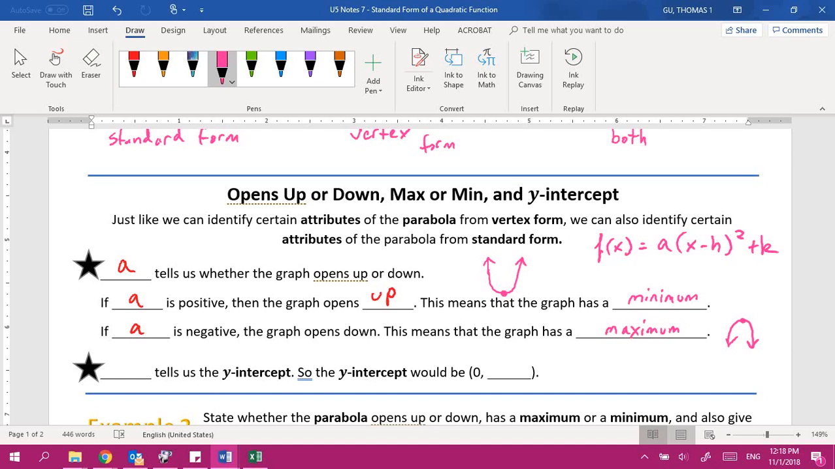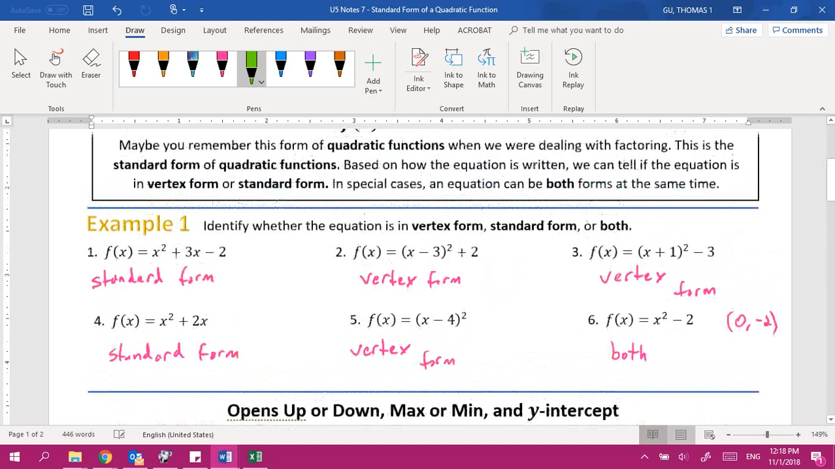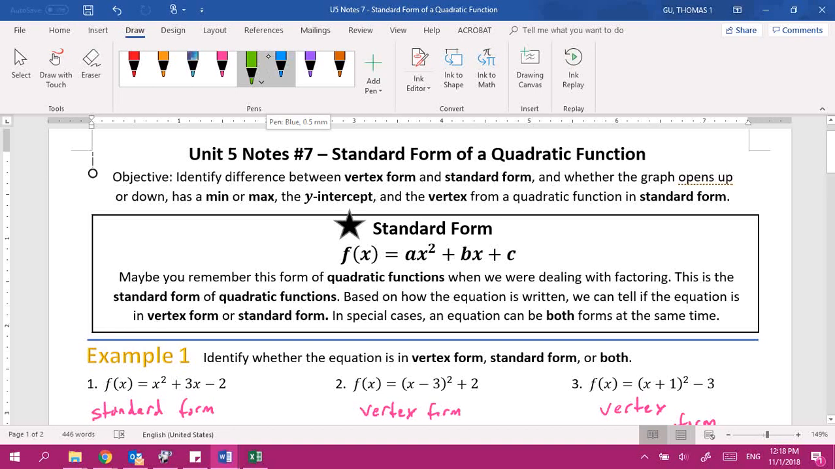Now finally, which of the variables in the standard form, a, b, or c, do you think tells you the y-intercept? It's got to be b or c because we already used a. C. It's going to be c. Where'd you get a, b, and c at? Up here, standard form, ax squared plus bx plus c.